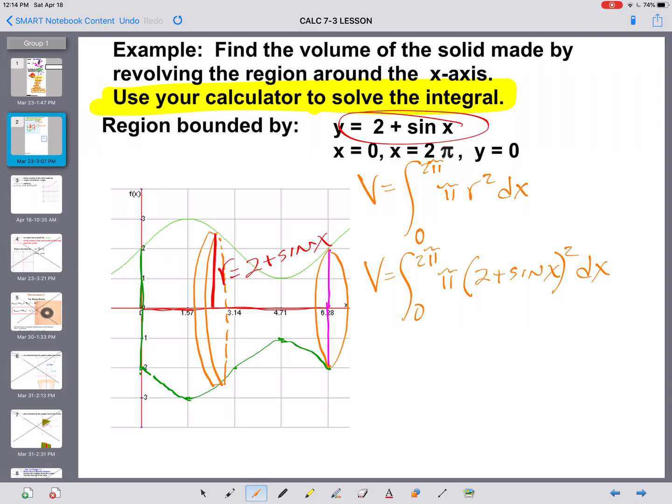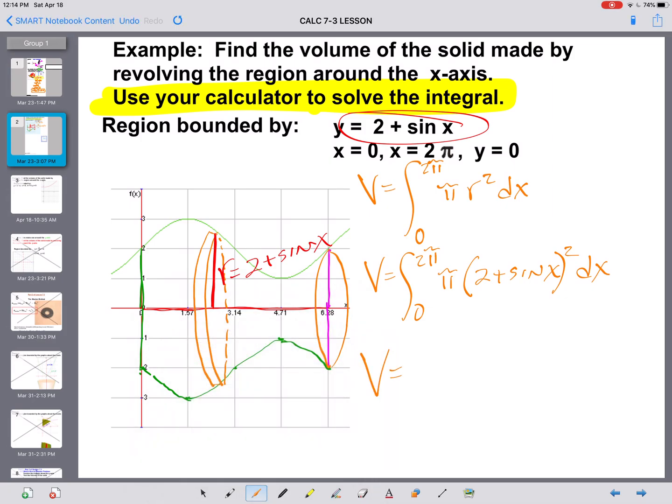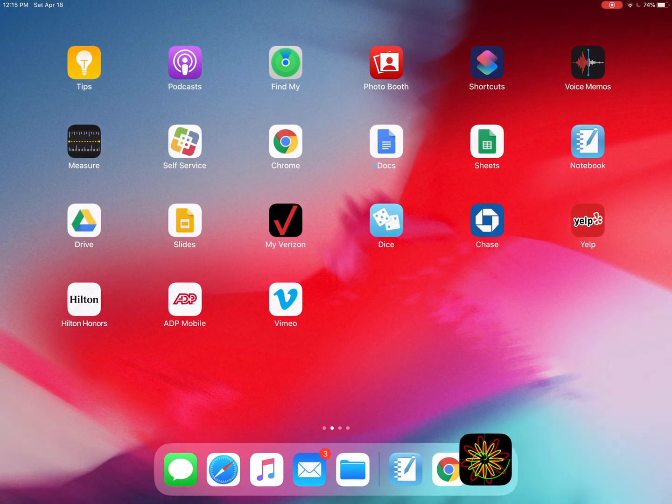Nice. Now, notice what it said up here in the yellow. Use your calculator on this one to solve the integral. So let's go do that, okay? Here it is. Okay, let's go to our calculator. We got pi and then 2 plus sine of x quantity squared, okay? Let's go take a look.